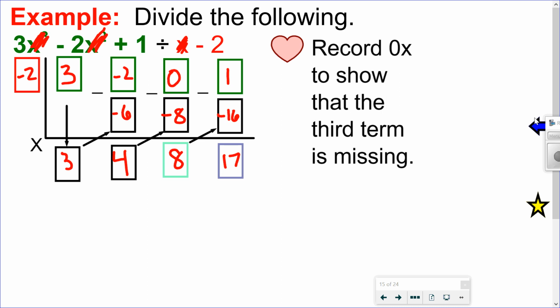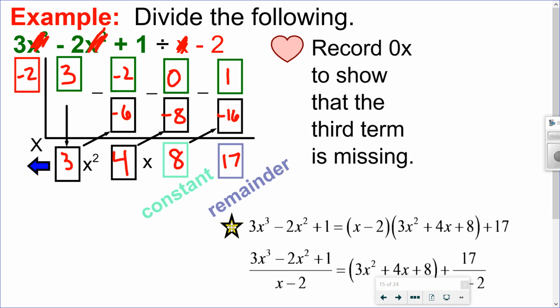So again, reading this from right to left, I end up having my remainder, my constant, my x, and my x squared. So let's write that as a division statement. So there my cubic function is x minus 2 multiplied by the quotient, 3x squared plus 4x plus 8, with a remainder of 17. Or again, I can divide all my terms by x minus 2 to end up with my second division statement.